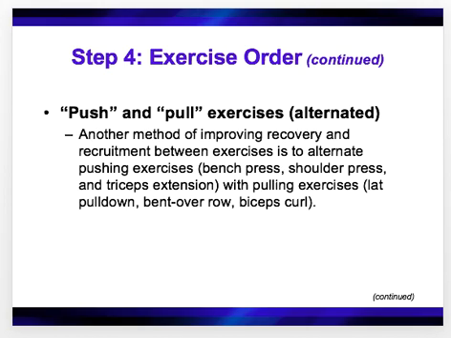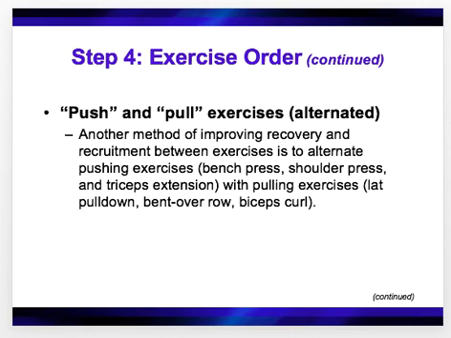Alternating pushing exercises such as bench press, shoulder press, or tricep extensions, those are all pushing exercises. Alternating these with pulling exercises such as lat pull downs, bent over row, or bicep curls. Now, these are all upper body exercises, but once again, we're still alternating them because we are working different muscle groups. So a push exercise with a pull exercise, and vice versa.